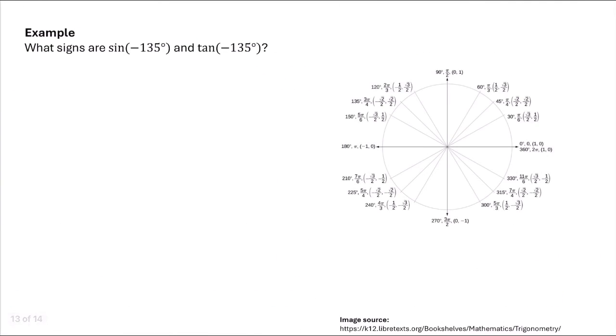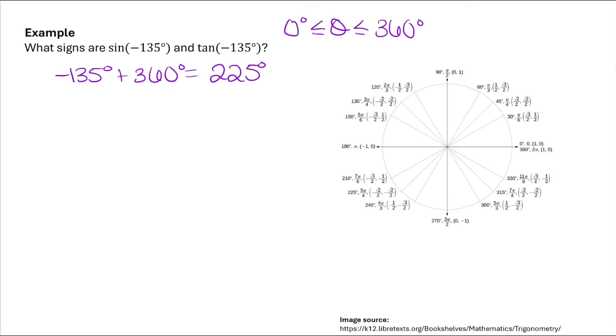Here it's saying what are the signs of sine of negative 135 and tangent of negative 135? Well, it's always an issue when we don't have an angle that's between 0 and 360. If we don't have an angle that's between 0 and 360, we need to find the coterminal angle to figure out what's going on. So to find the coterminal angle, I'm going to take negative 135 and add 360 to it. So negative 135 plus 360 gives me 225. Remember here's 0, here's 90. They're already labeled 0, 90, 180, 270, and then this is also 360. So if it's 225, that means it's going to be down here in quadrant 3.